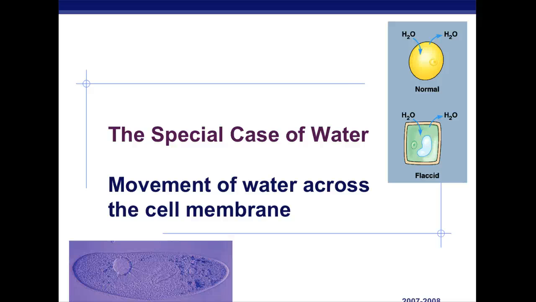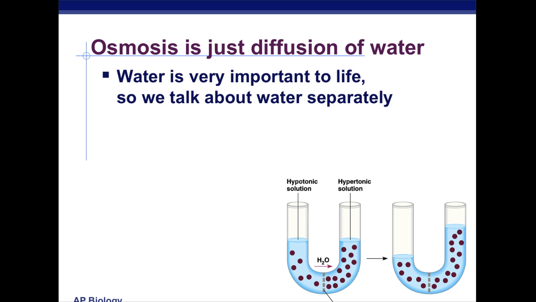In this presentation, we're going to talk about a special case of diffusion, which is called osmosis. It's the diffusion of water across a semi-permeable membrane, meaning a membrane that allows some materials, like water, to cross, and other materials, like solute, not to cross the membrane. So osmosis is simply diffusion of water.